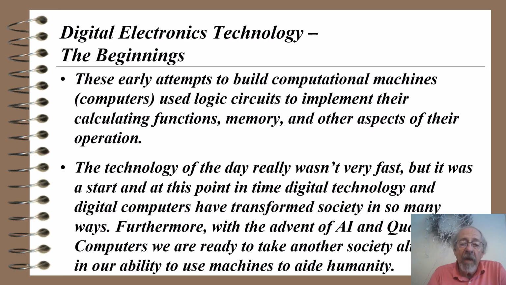So these are early attempts to build computational machines or computers, using logic circuits to implement their calculating functions, the memory, and other aspects of their operation. Now, at that time, almost 100 years ago, the technology really wasn't very fast, but it was a start. And at this point in time, digital technology and digital computers have transformed society in so many ways. Furthermore, with the advent of AI, artificial intelligence, and quantum computers, we are ready to take another society-altering step in our ability to use machines to aid humanity. At least we hope it is to aid humanity.